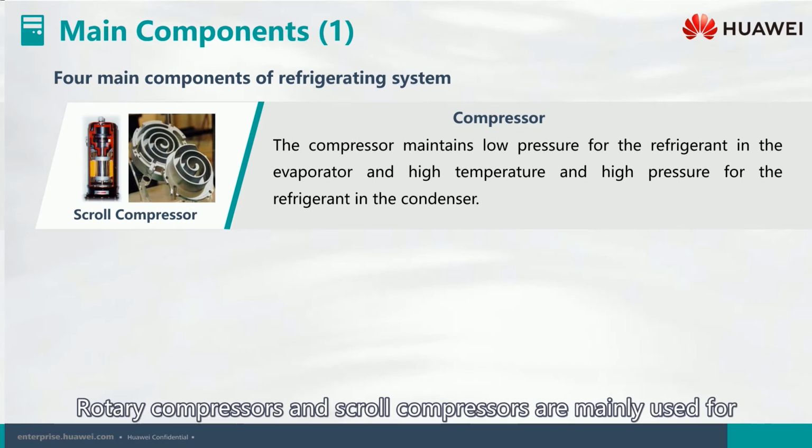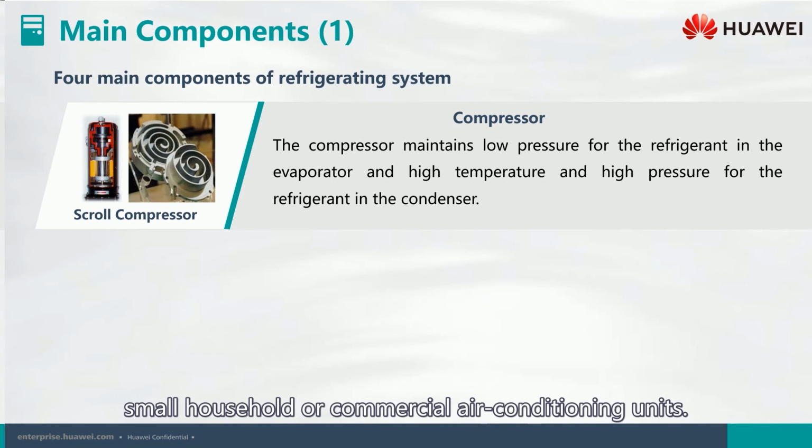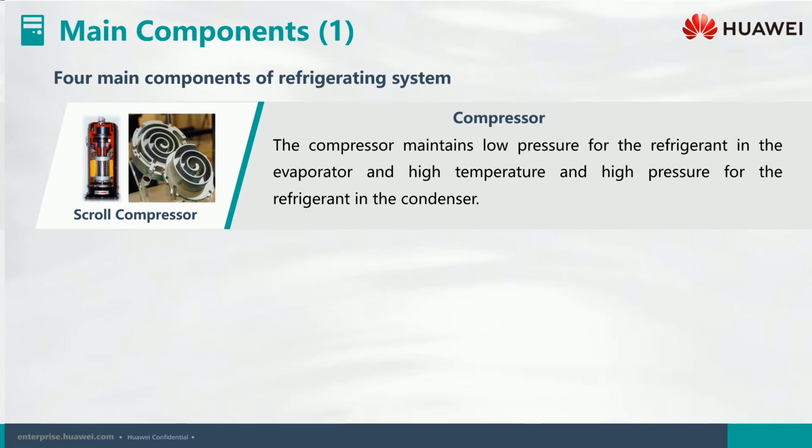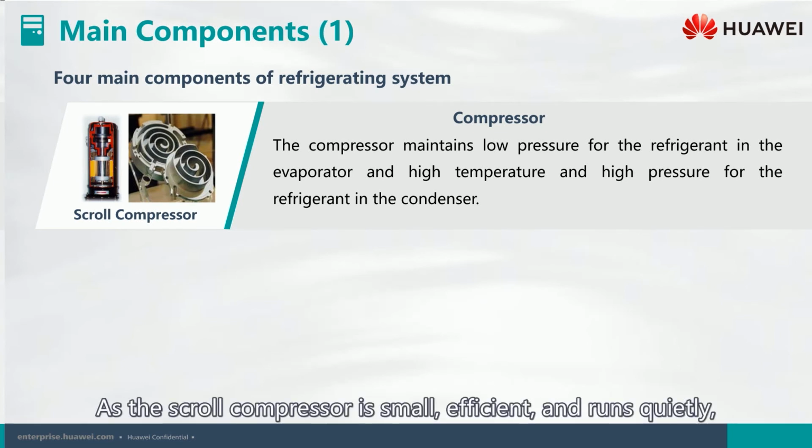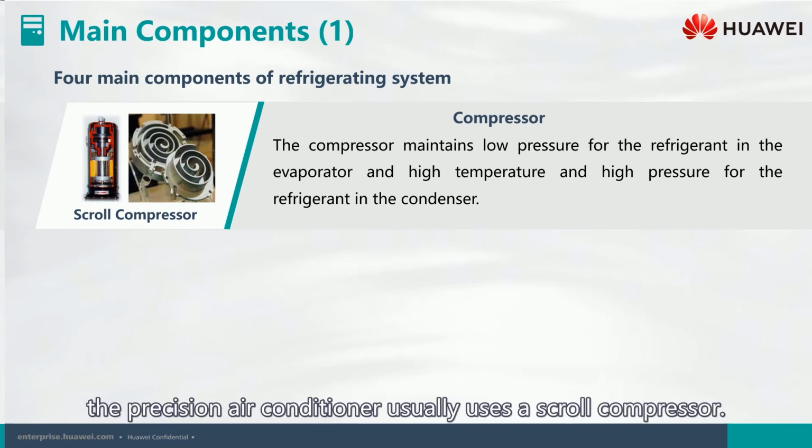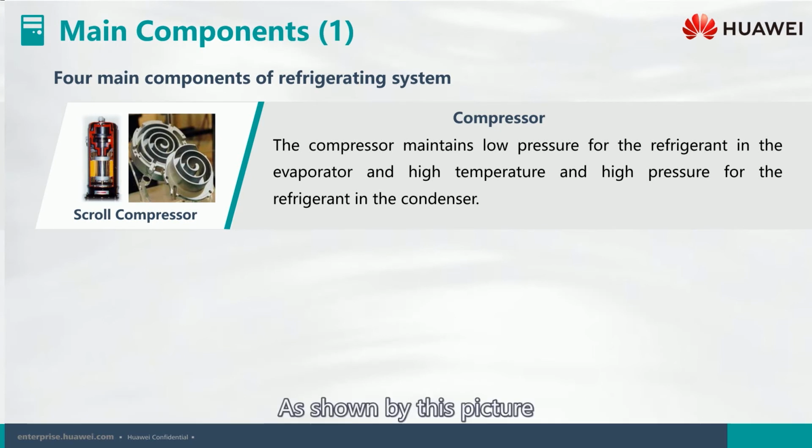Rotary compressors and scroll compressors are mainly used for small household or commercial air conditioning units. As the scroll compressor is small, efficient, and runs quietly, the precision air conditioner usually uses a scroll compressor, as shown by this picture.